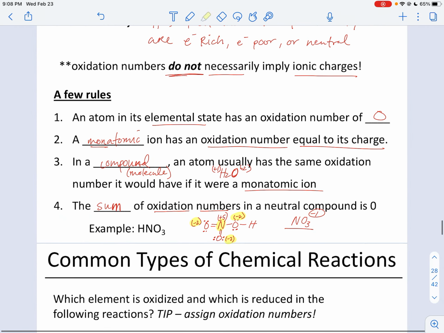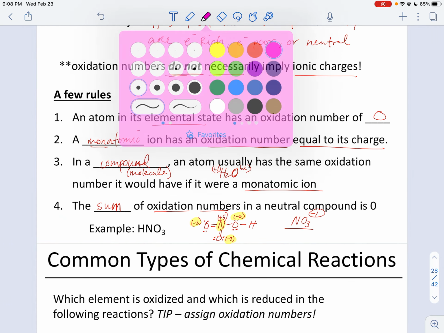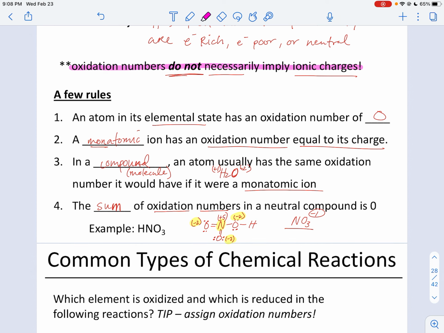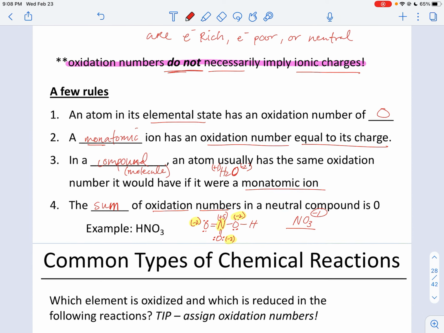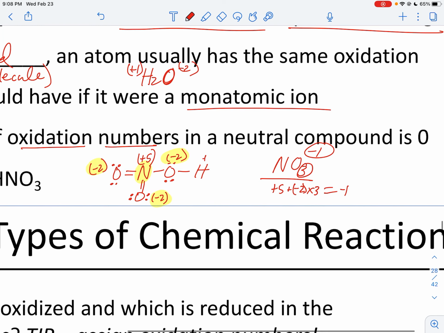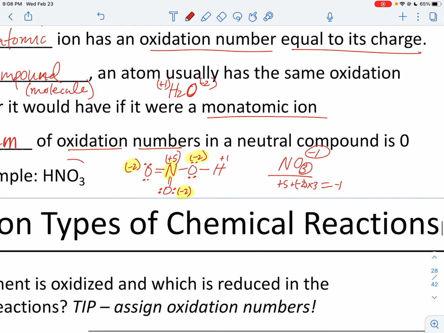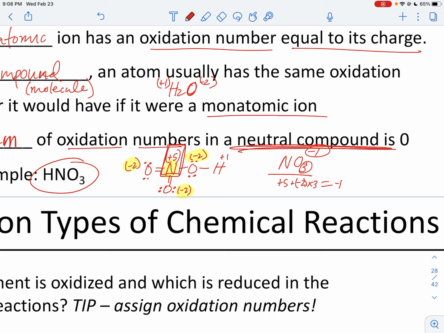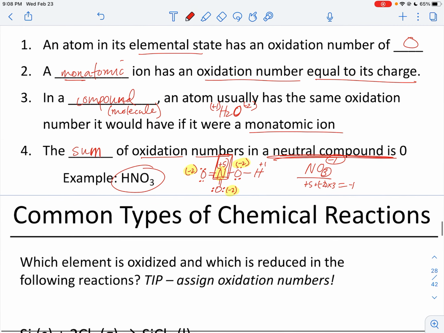But this is why I told you, disclaimer, that oxidation numbers don't always match ionic charges. Here, for things to make sense and add up, nitrogen is a +5, oxygen is a -2, and we have 3 of them. In total, that gives us -6. And then hydrogen over here balances it all out to 0 because HNO3 is a neutral compound. Hydrogen is a +1, right? So nitrogen is a good example of how oxidation numbers don't match ionic charges all the time.